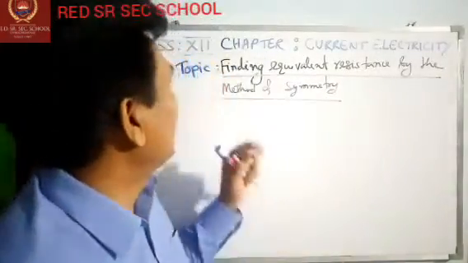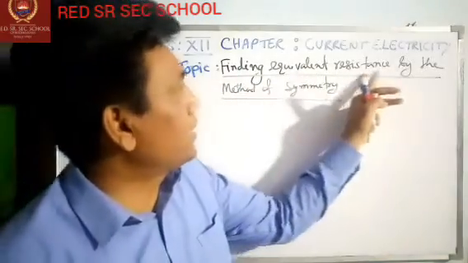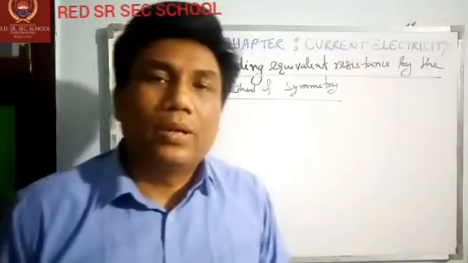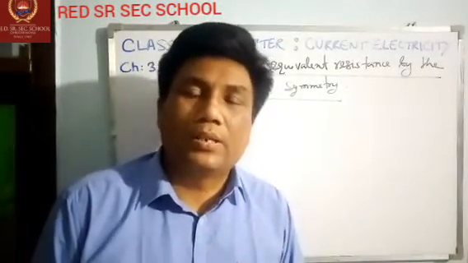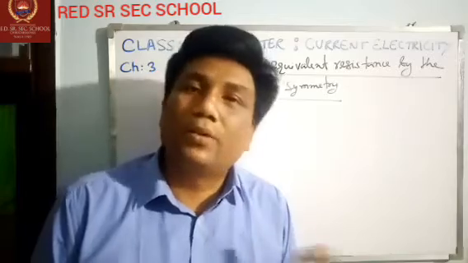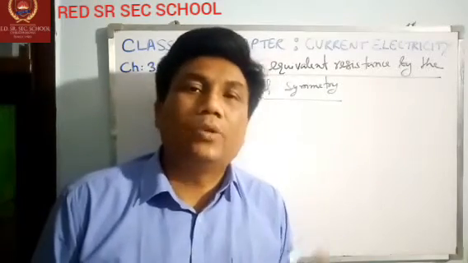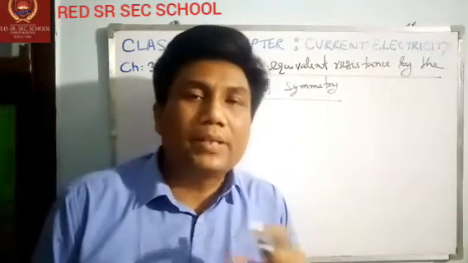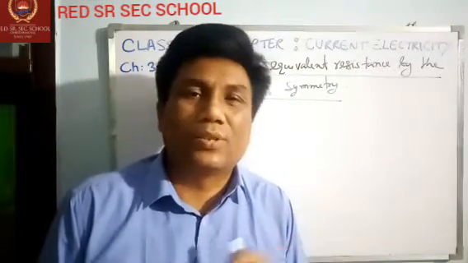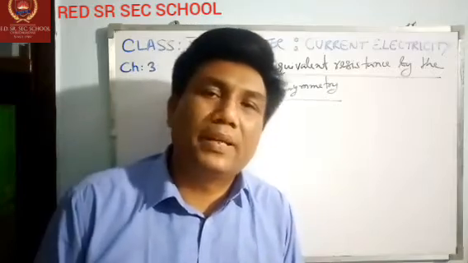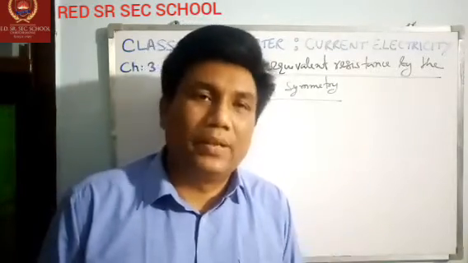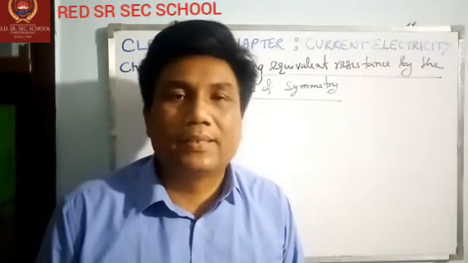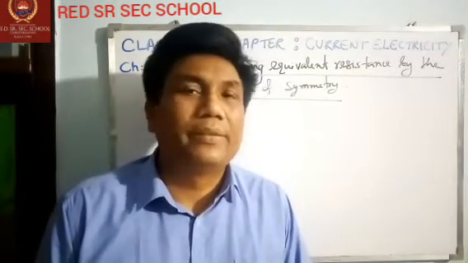Today our discussion is finding equivalent resistance by the method of symmetry. You know the basic formula when two resistors are connected in series. What will be the equivalent resistance? And what will be the equivalent resistance when two resistors are connected in parallel? But in case of the mixed grouping of resistors, we have a lot of complicated figures in our day-to-day life. To solve that, and to find that one equivalent resistance, we need to have different techniques.